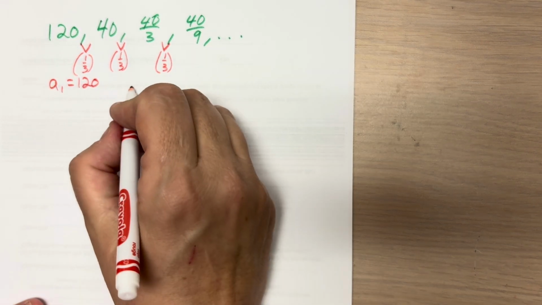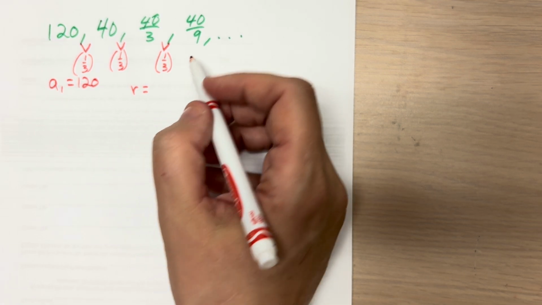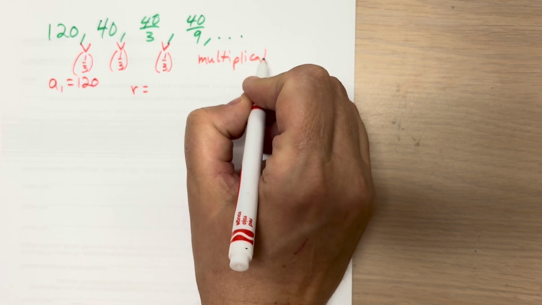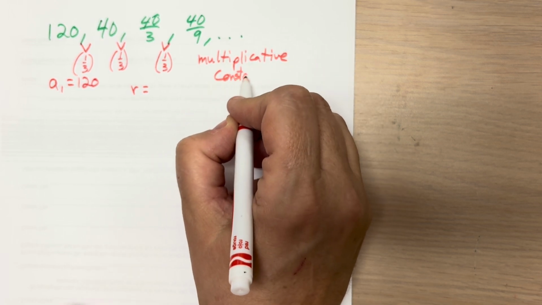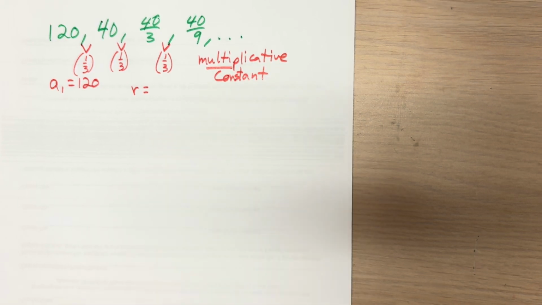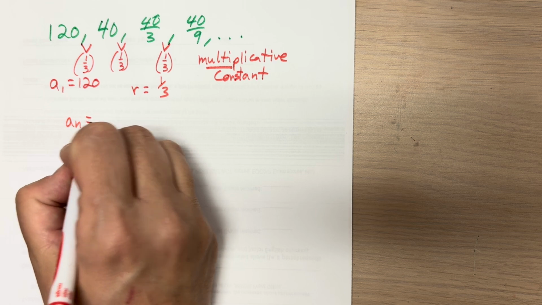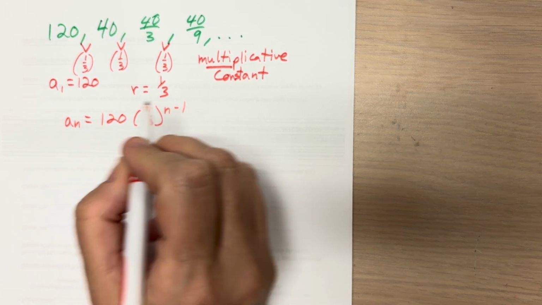Now be careful when you're finding your ratio, because the temptation is to say, oh, I'm dividing by 3. It is a multiplicative constant. Can I spell that? Hot dog, I did. Constant, okay. So we're multiplying, not dividing, all right? So the ratio is 1/3. That means a sub n is 120 times 1/3 to the n minus 1.